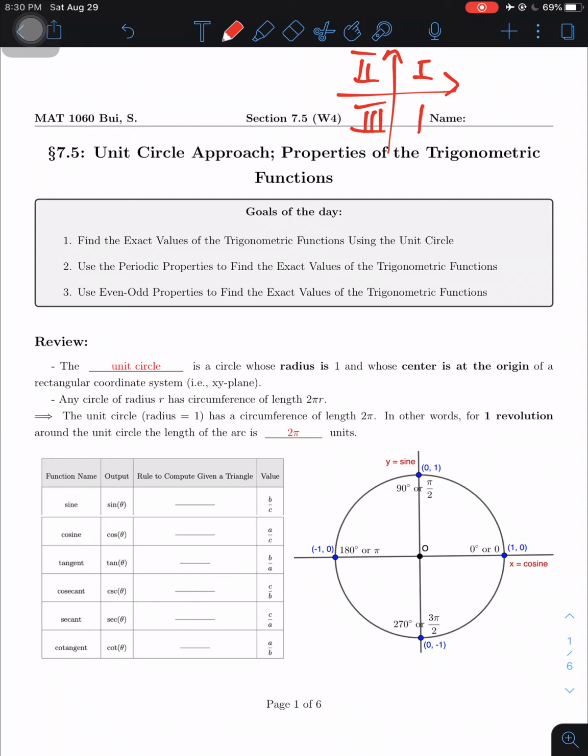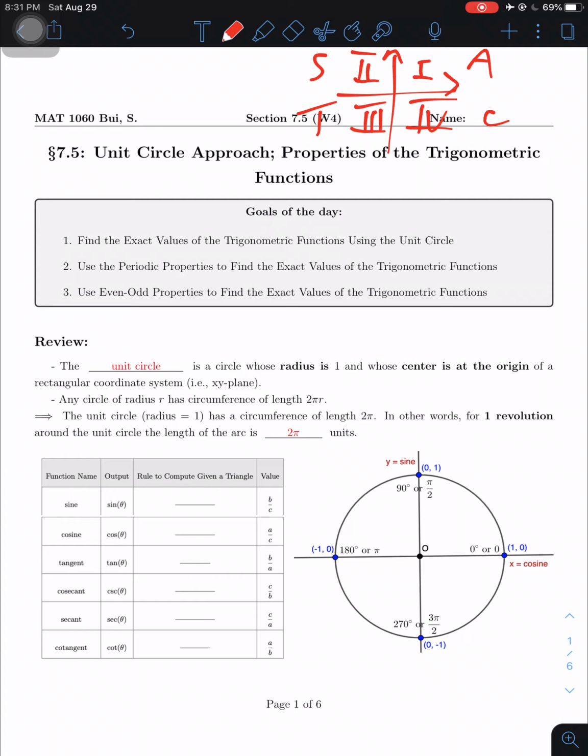And I told you guys there are rules to remember, like the positive signs of all six trig functions, which is "All Students Take Calculus." It means that in the first quadrant, all six of them are positive. In the second quadrant, only sine and its reciprocal, cosecant, are positive. The rest of them will be negative, right? In quadrant 3, we have tangent and cotangent being positive, and in quadrant 4, we have cosine and secant being positive, right?